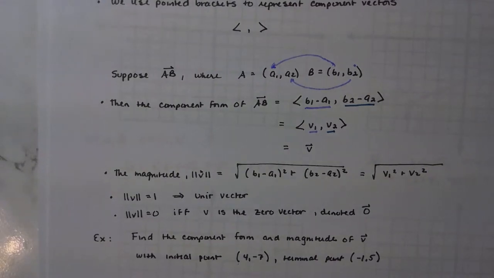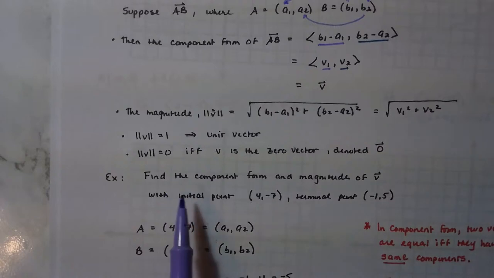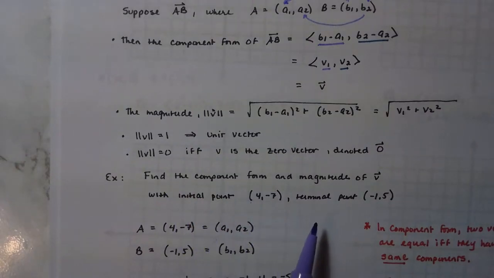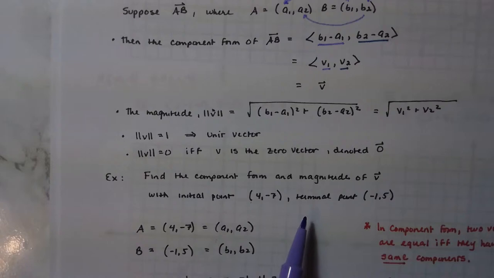So, in your homework, you're probably going to be asked something to the effect of, find the component form and the magnitude of the vector V. It has an initial point 4, negative 7, and a terminal point of negative 1, 5. You can let the initial point be A if you want to, you don't have to call it anything, and let B be the other point, the terminal point.